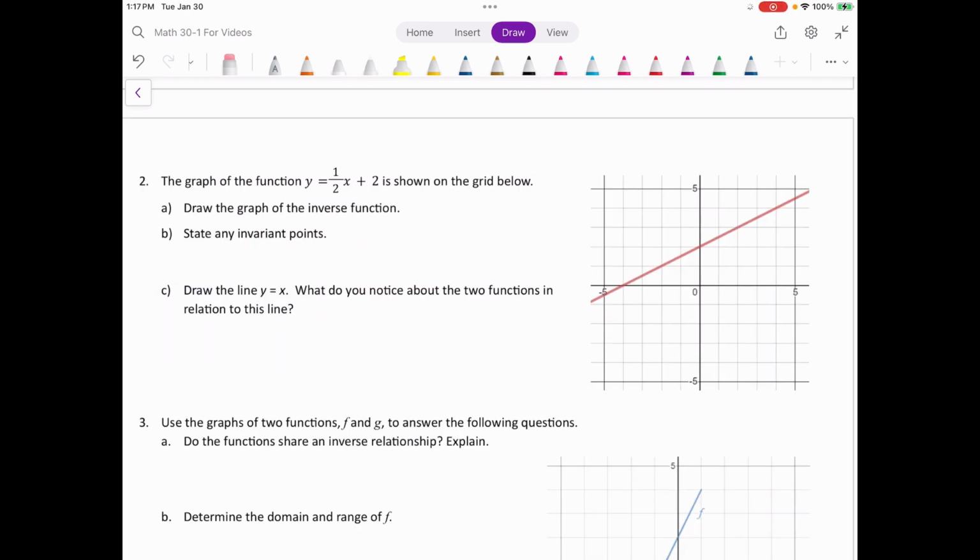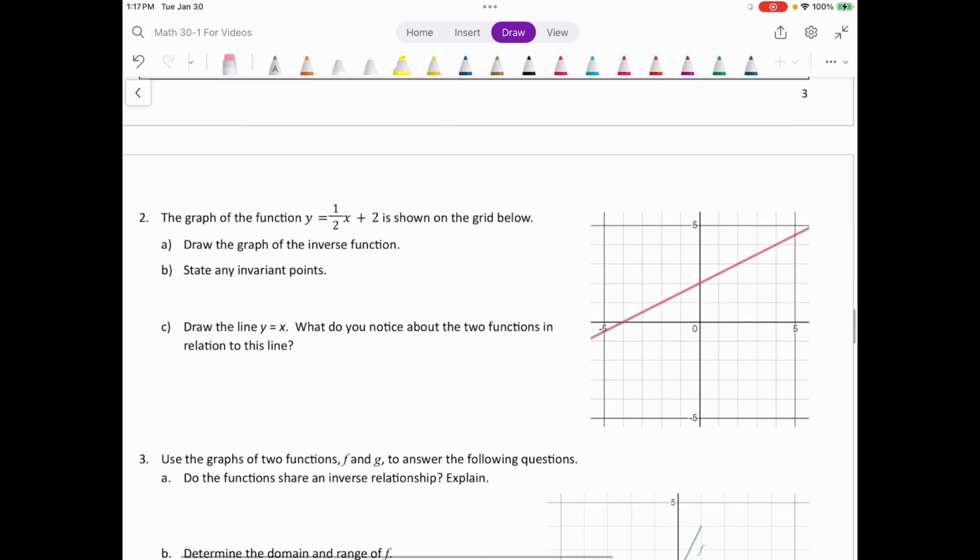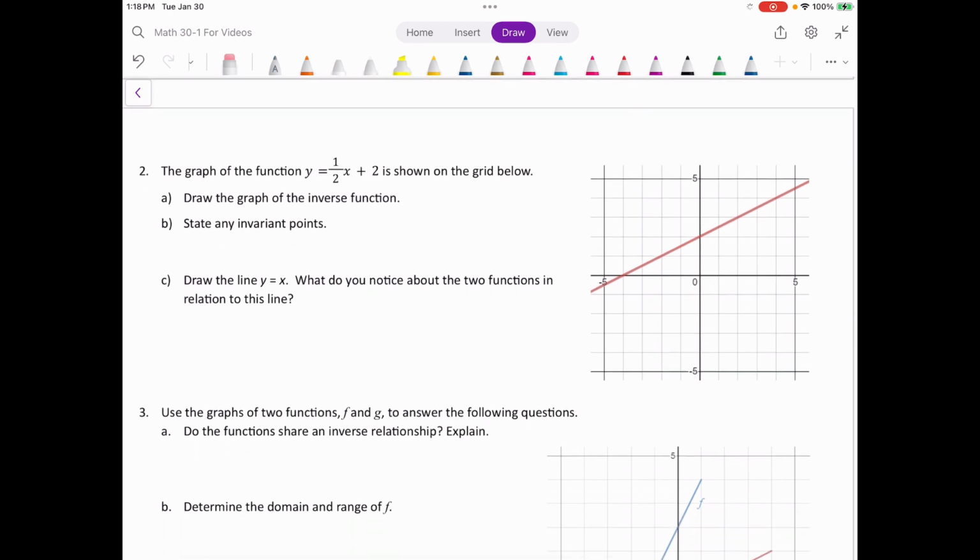All right, so in this next example here, they're giving us the graph of y equals 1/2 x plus 2. A line with a slope, a rise over run ratio, of 1/2, runs 2 every time it rises 1, and a y-intercept of 2. We can see from the equation, if x is 0, y should just be 2. Sure enough, y-intercept of 2. Now it wants us to draw the graph of the inverse function.